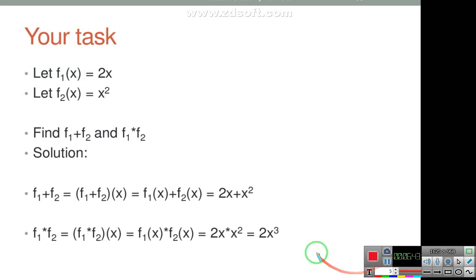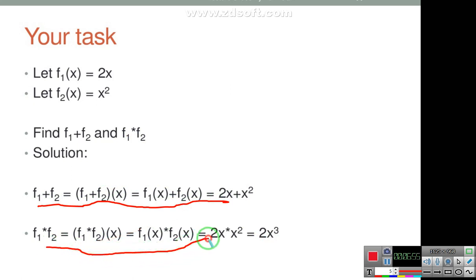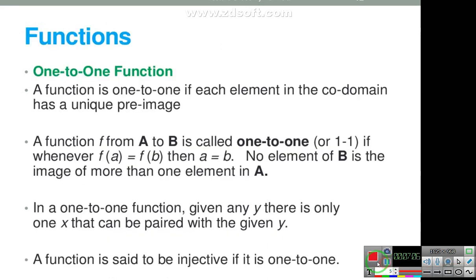So now it's your task. f1 is equal to 2x, f2 is equal to x square. Find f1 plus f2 and f1 multiply with f2. Simple. I already solved one. Just simple things, just simple addition. Function is so easy topic, so keep it interesting.